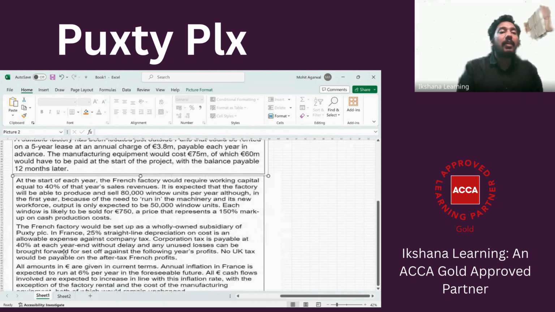At the start of each year, the French factory would require working capital equal to 40% of that year's sales revenue. So working capital is 40% of revenue, nothing new. We have already done similar types of questions. It is expected that the factory will be able to produce and sell 80,000 window units per year, although in the first year, because of the need to run in machinery and the new workforce, output is only expected to be 50,000. Each window is likely to be sold at 750, a price representing a 150% markup on cash production cost.